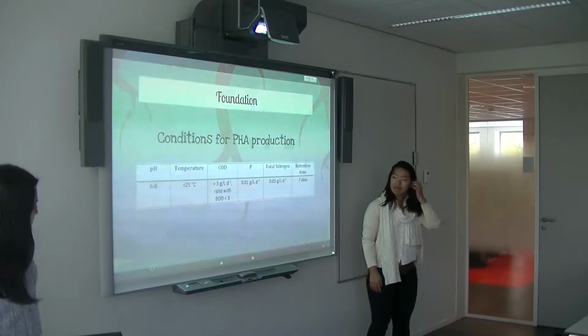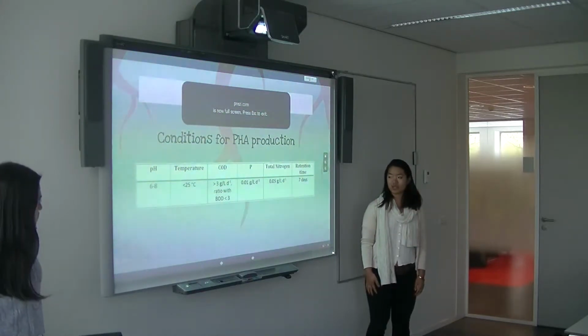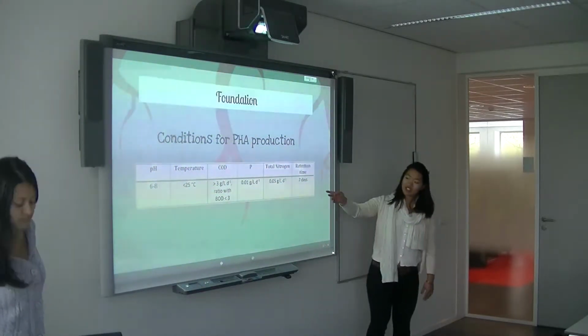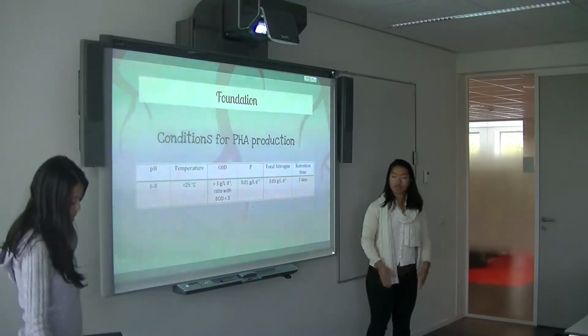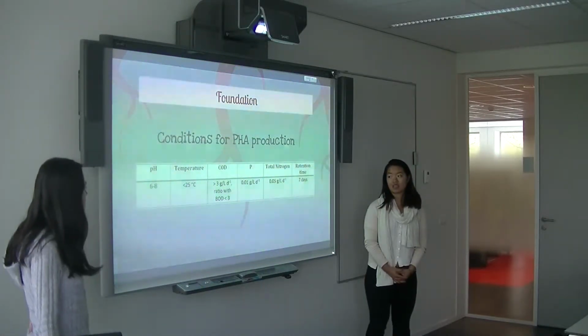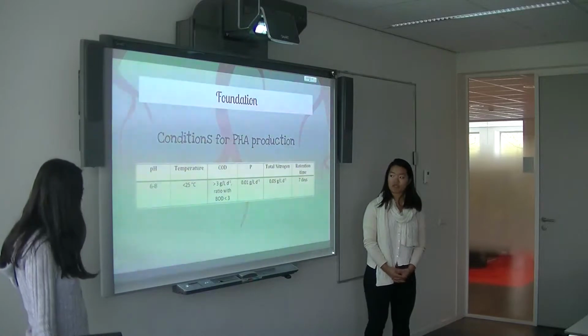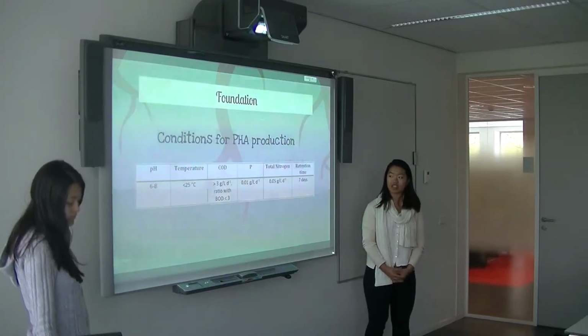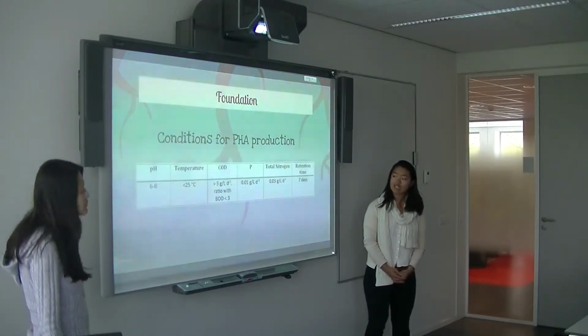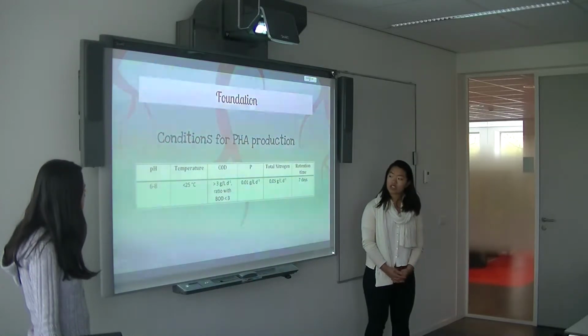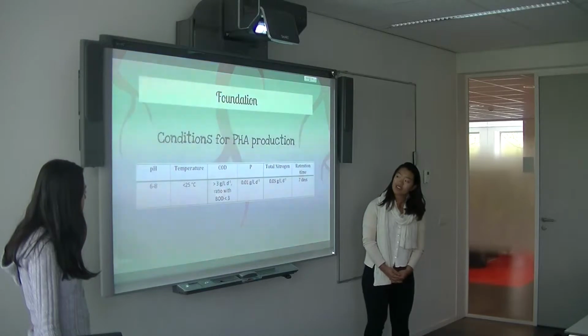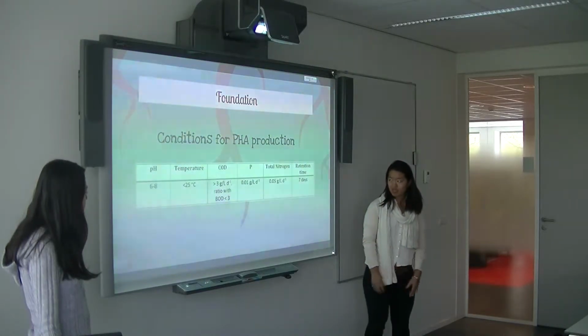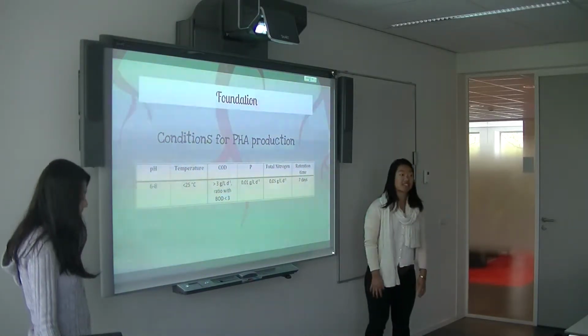So in the lab, we are trying to get these conditions for the PHA production. So we have a pH between 6 and 8. We keep it at room temperature. The COD should be higher than 3 grams per liter. The phosphorus concentration 0.01 grams per liter. Total nitrogen 0.05 grams per liter, and a retention time of 7 days.